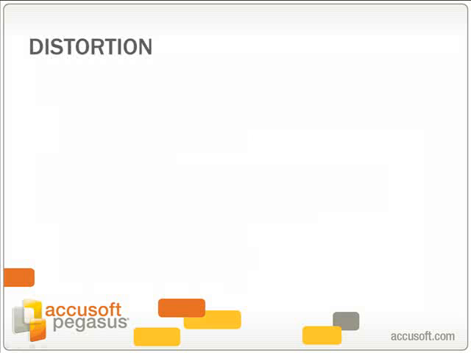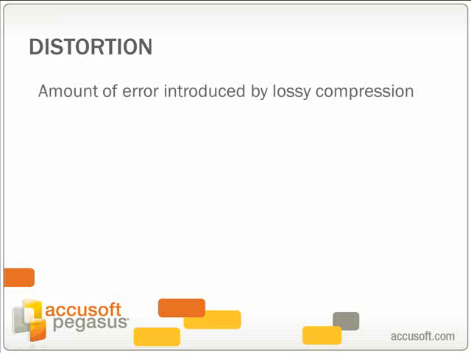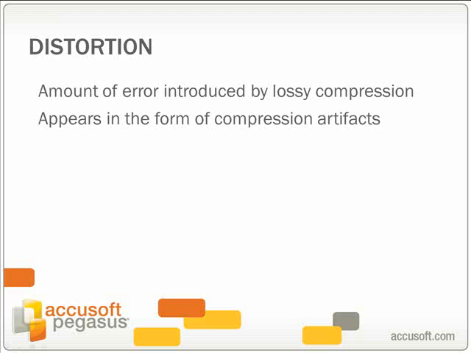The second main characteristic is the distortion. The distortion is the amount of error that is introduced due to compression. In compressed images, it appears in the form of so-called compression artifacts. Typical artifacts that result from compression with JPEG are the occurrence of blocks in the entire image and noise around high contrast regions like text. For JPEG 2000, blurry regions are likely.